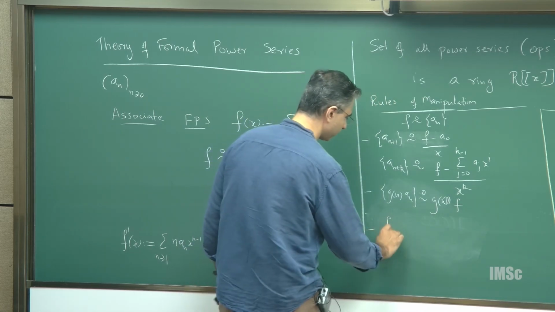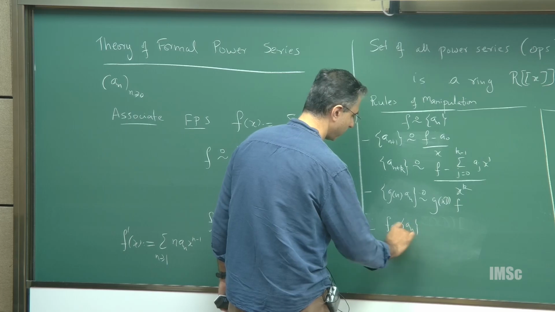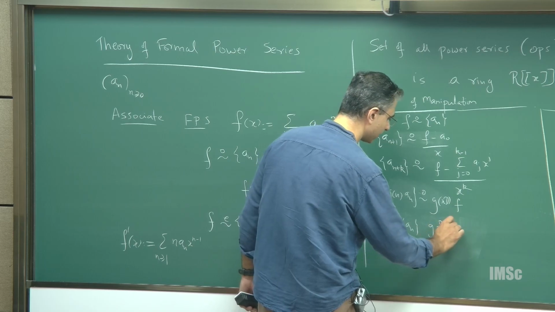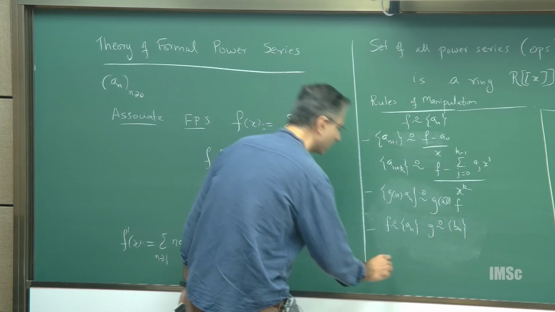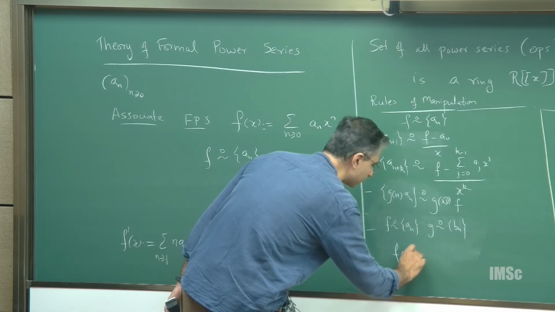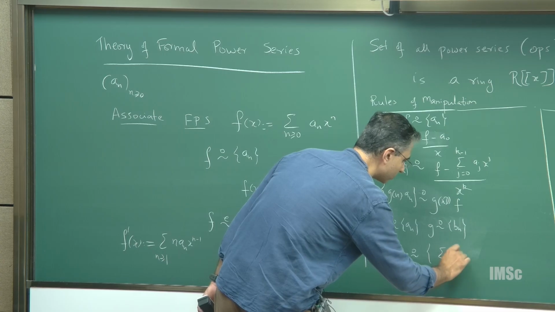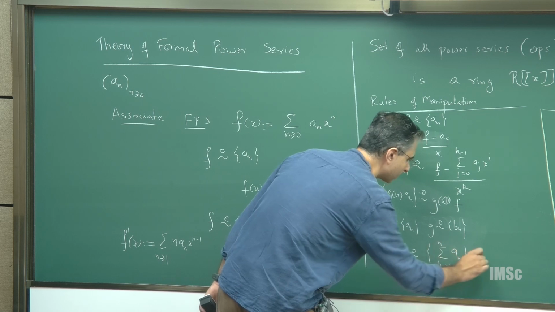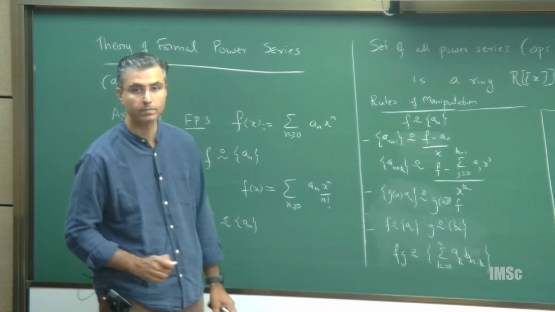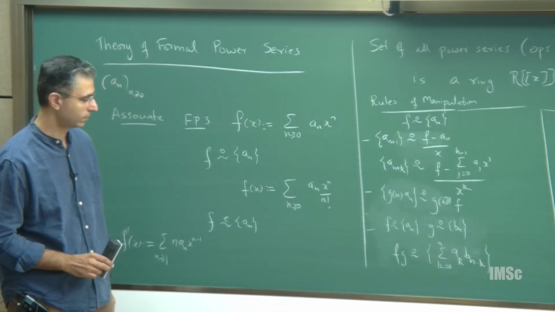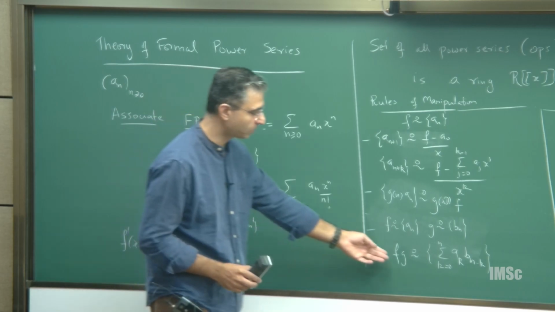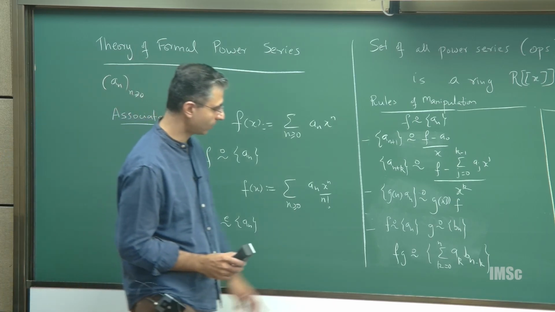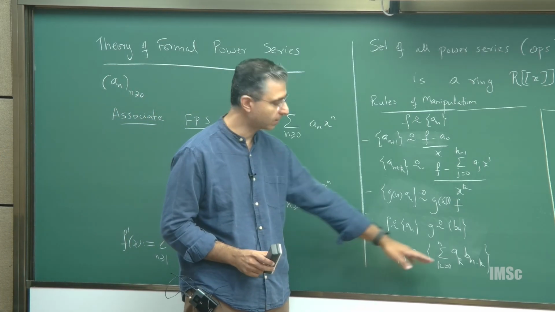And the last was, if f is the ordinary power series associated with a n, and g is the ordinary power series associated with the sequence b n, then f g is the ordinary power series associated with the sequence whose coefficients are the convolution of a and b. That is just the product rule applied to the series. The coefficient of x raised to n in this product is exactly this term.